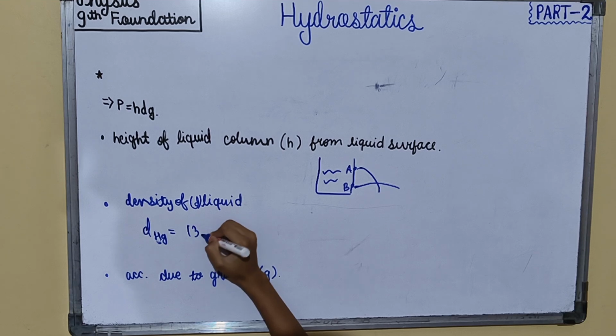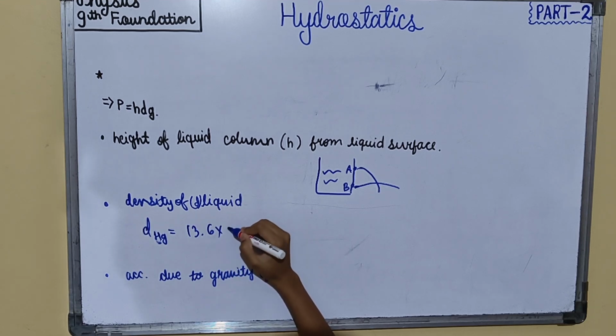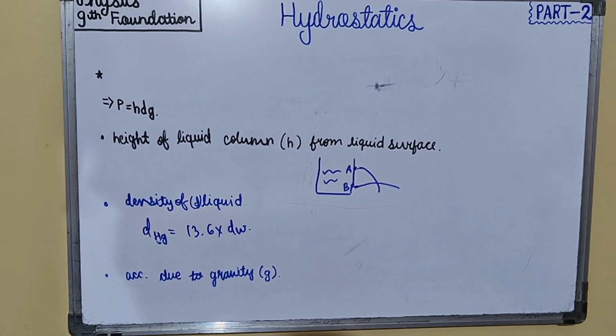The density of mercury is 13.6 times the density of water. This makes the pressure at the bottom of a mercury beaker 13.6 times the pressure at the bottom of the same beaker with water. Third point is acceleration due to gravity.